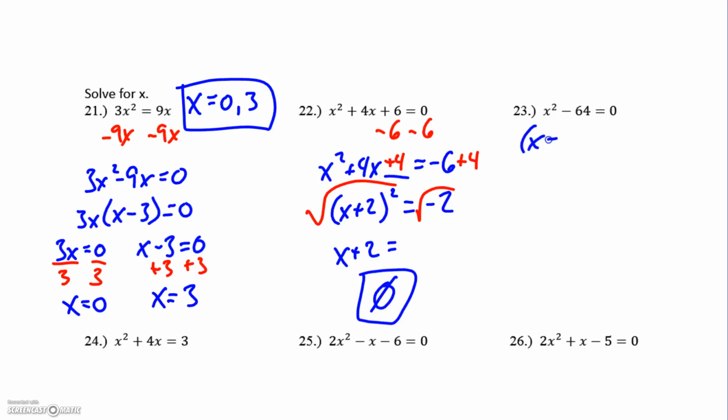If I look at the next one, it is a difference of squares, so I can factor this as a difference of squares. It's going to factor into an x plus 8 and an x minus 8. Remember, difference of squares factor into conjugates. And now I set each factor equal to 0. The x plus 8 equals 0. The x minus 8 equals 0.